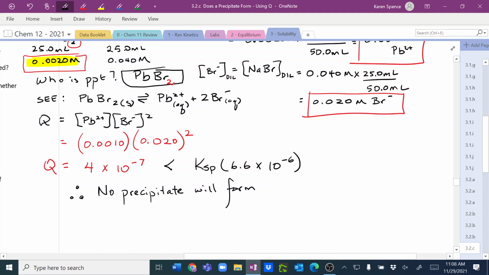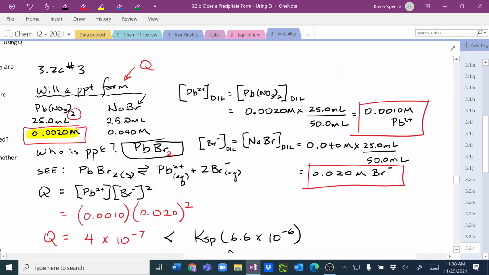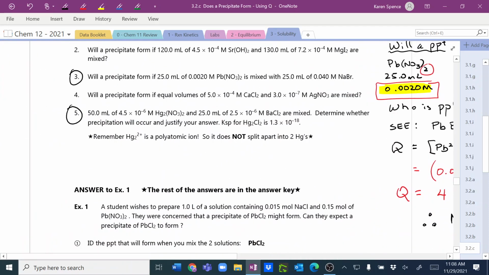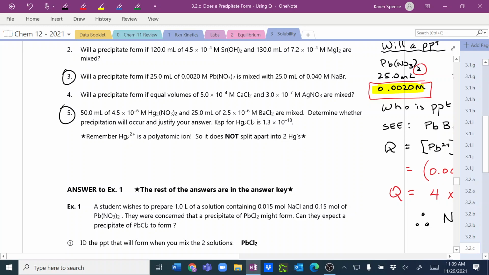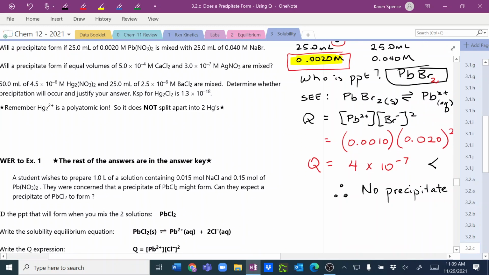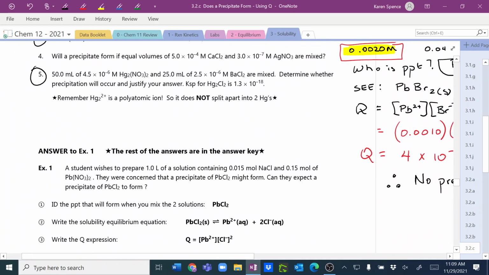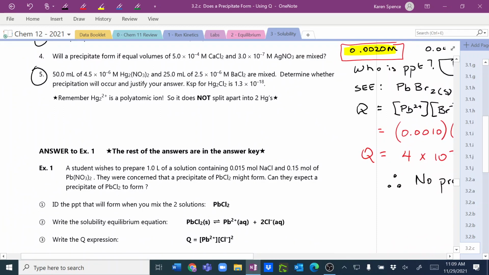Okie dokie. That was number 3. Let's grab number 5. Ooh, 5 is a little icky, because it's got that weird polyatomic ion.